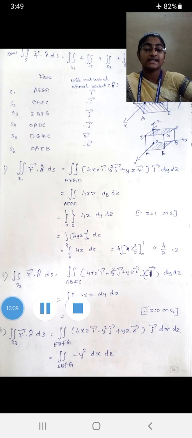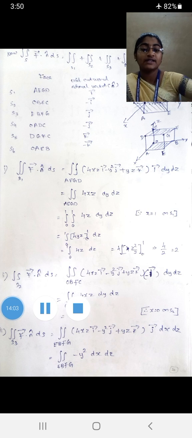Now we integrate this with respect to y. We get 4yz with the limit 0 to 1 dz. When we substitute 1 for y, we get 4z dz. Now we integrate this with respect to z. So z dz becomes z square by 2 with the limit 0 to 1. Substituting the upper limit and lower limit, we get 4 by 2, that is 2. Now we have found the value for the front side.